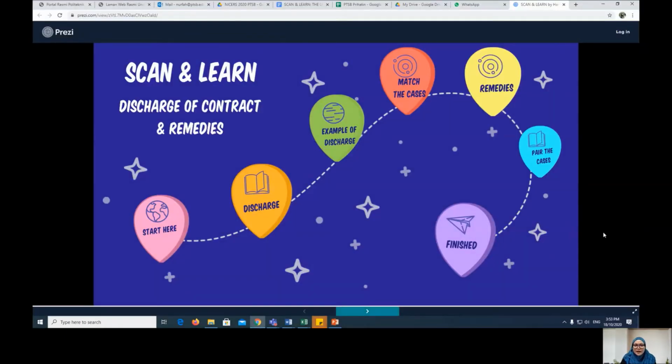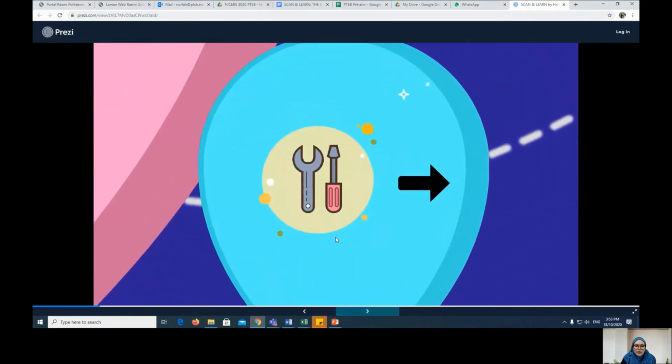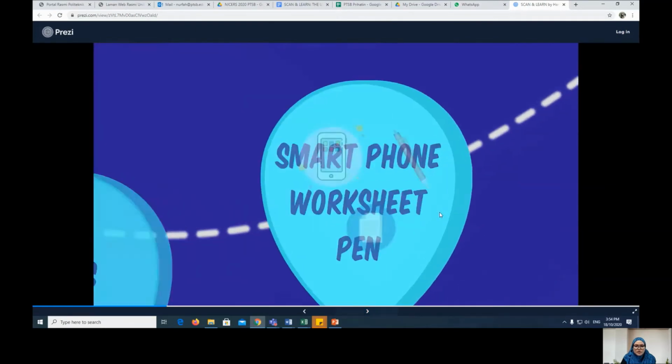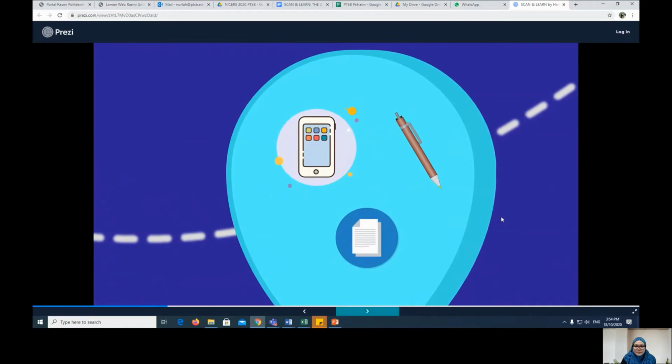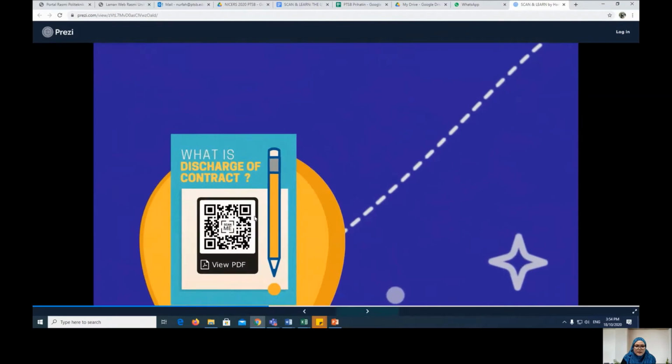This is the scan and learn activity based on discharge of contract and remedies under the contract law topic. The first step starts from here. The first instruction given to the students is that they have to complete their quest, and the tools needed for their quest are a smartphone, a worksheet, as well as a pen. The first step, they have to scan this QR code to understand what is discharge.